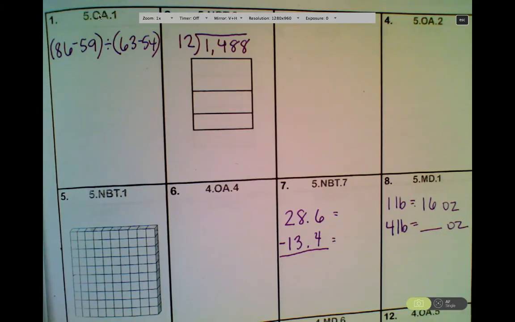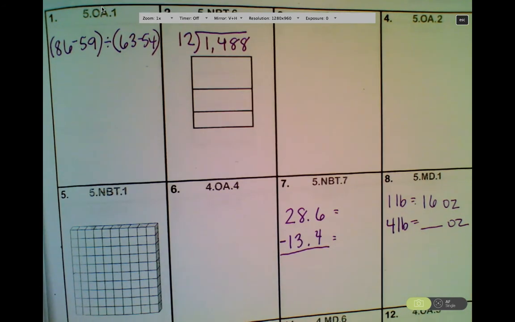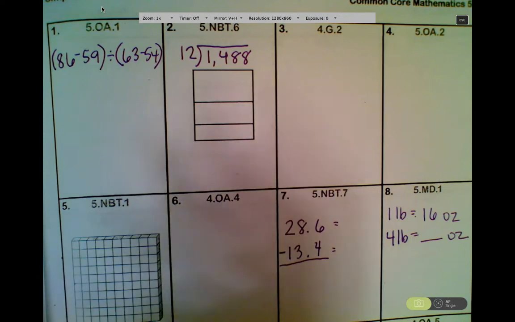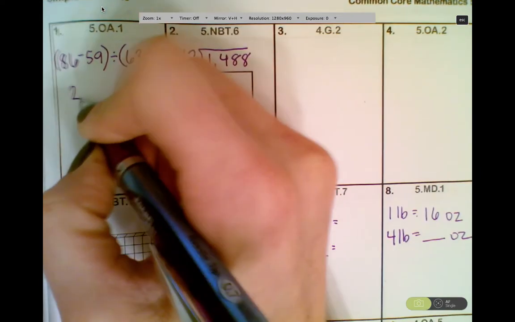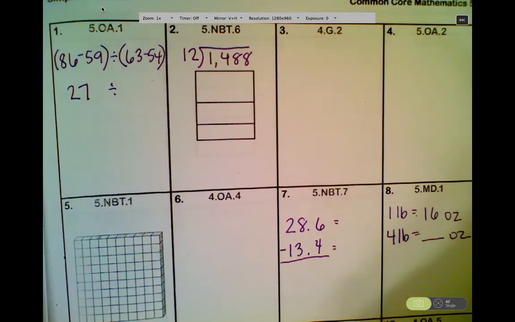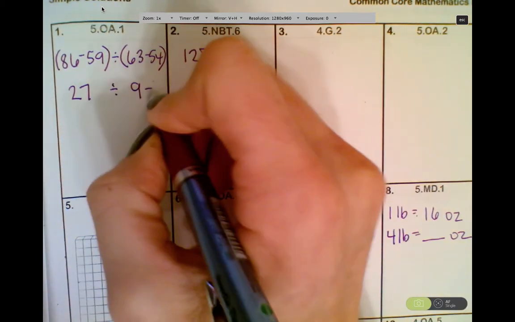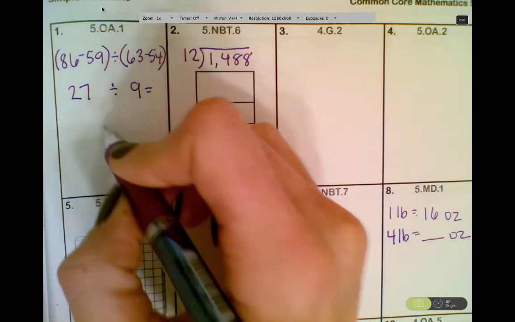Simple Solutions, lesson number 46. Number 1. First you have to do 86 minus 59 divided by 63 minus 54. I know that 86 minus 59 is 27, divided by, and 63 minus 54 is 9. 27 divided by 9 is 3.